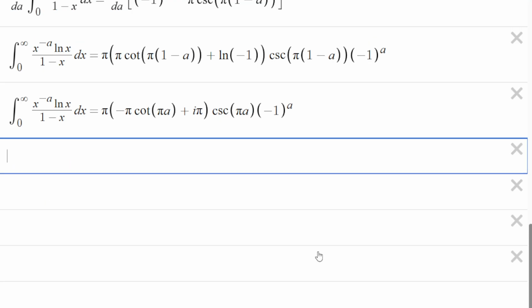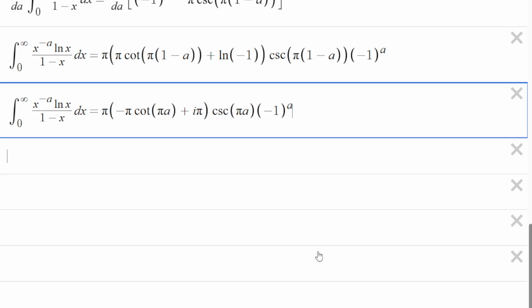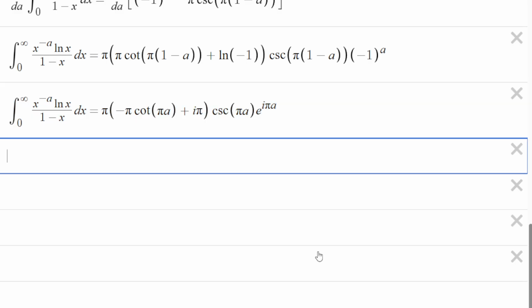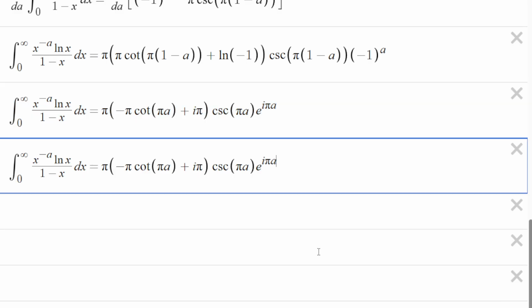All right. So we're doing a little bit better now, but we still have this imaginary thing in here. But that's not going to be that big a problem, and I'm going to show you why. First of all, let's rewrite this negative 1 as e to the i pi. And then we can just say that whole thing is e to the i pi a. All right. I think it's time for a new line. So let's copy and paste this like that.